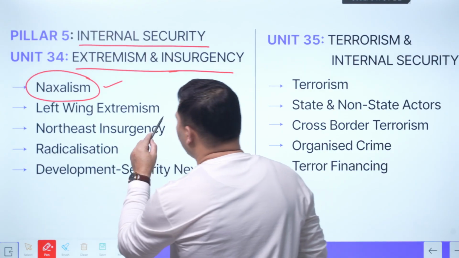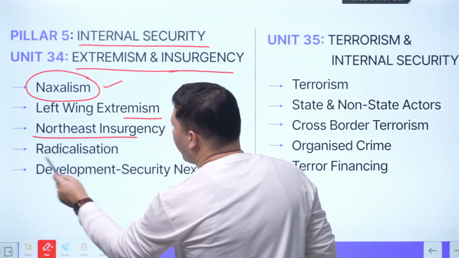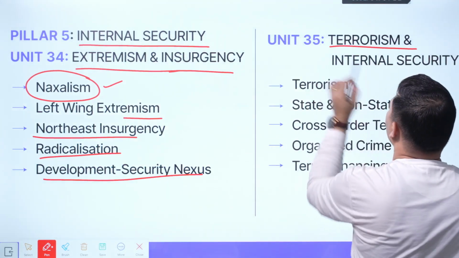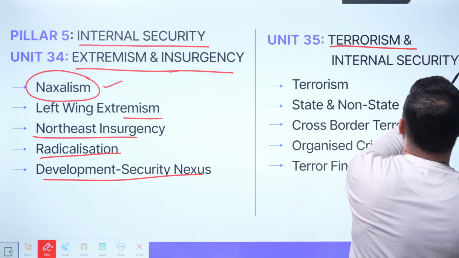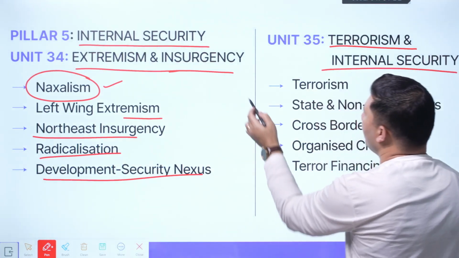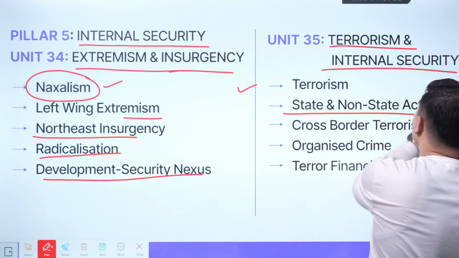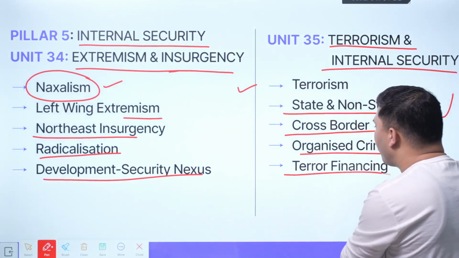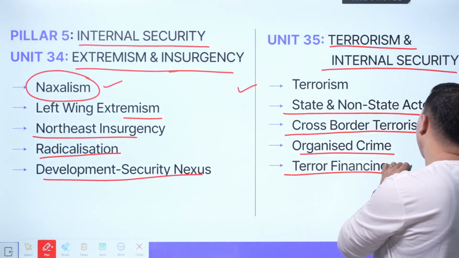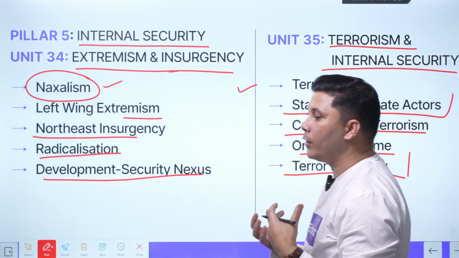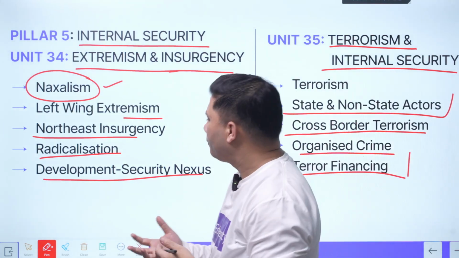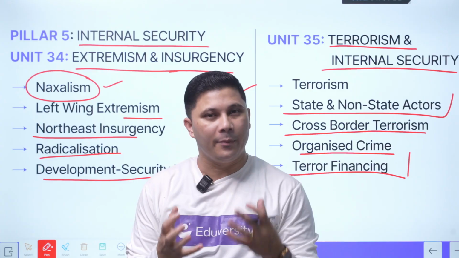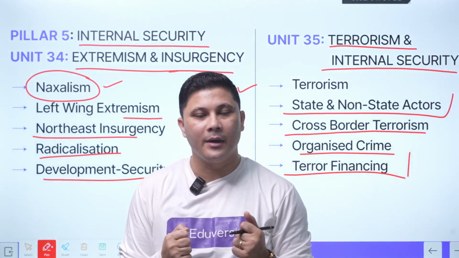Then left wing extremism, Northeast insurgency, radicalization, development security nexus, right? Then you also have to study, in the unit 35, terrorism and internal security. So you have to study terrorism, state and non-state actors, cross-border terrorism, organized crime, terror financing. Terror financing is also a very trending topic. So this is your complete GS paper 3 on the NPSC latest pattern decoded.